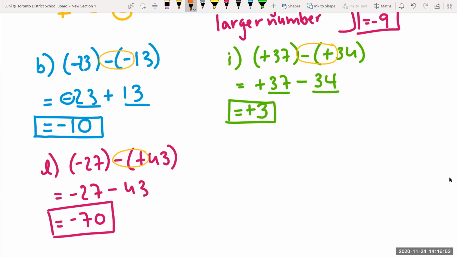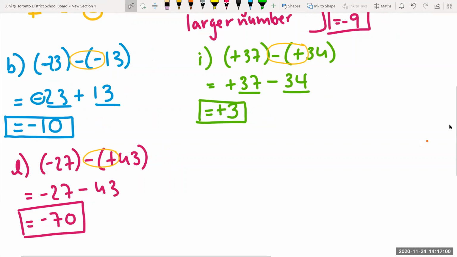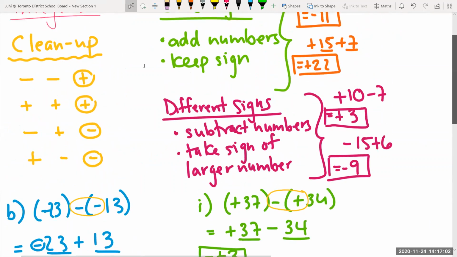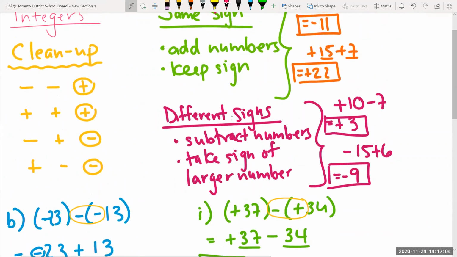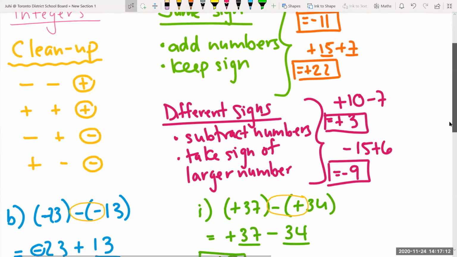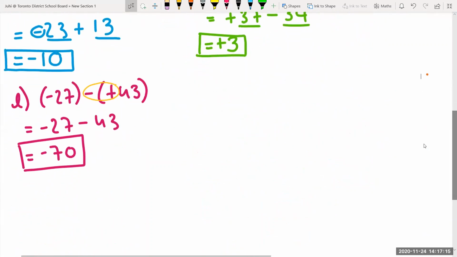So when you get to this stage, what you need to do is you have to use, let me just scroll up, sorry. You have to use these rules right here, same sign and different signs. Okay, so when you get it to a stage where everything is cleaned up and the signs are the same, you have to add the numbers and keep the sign. Does that make sense?